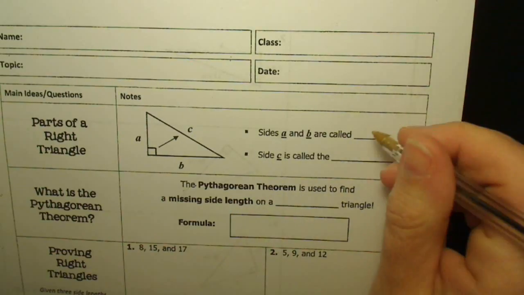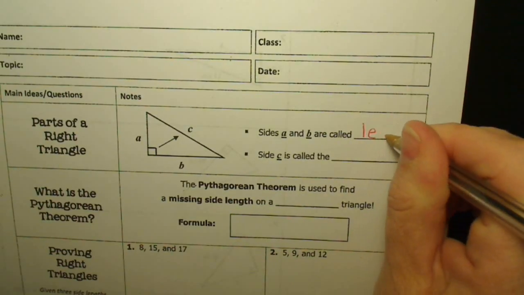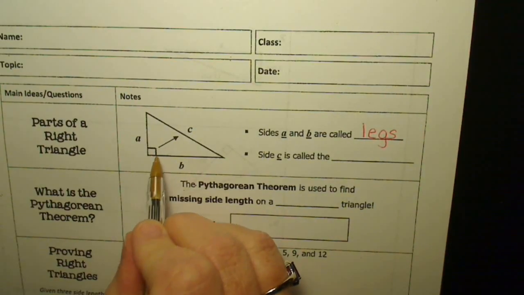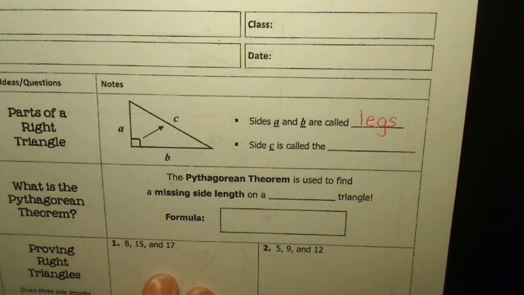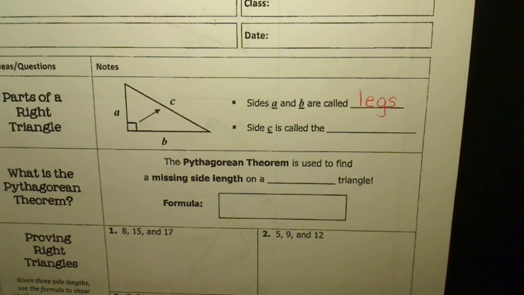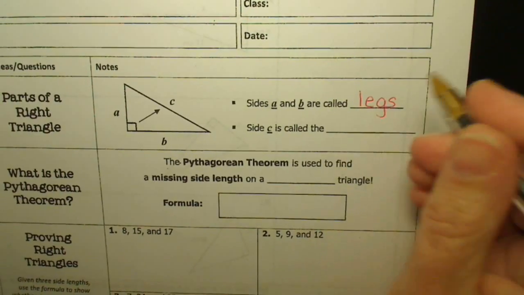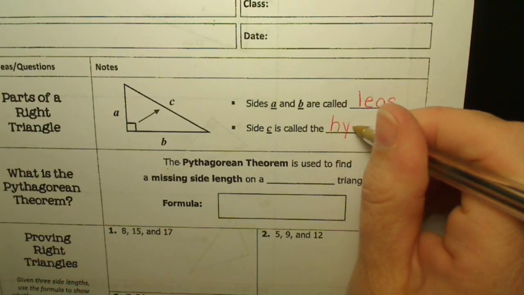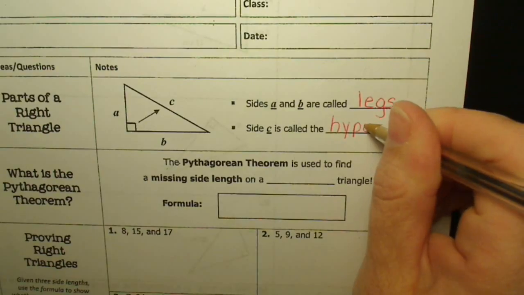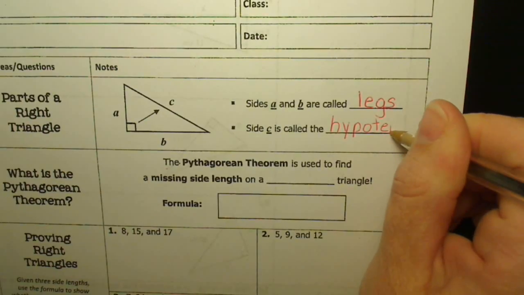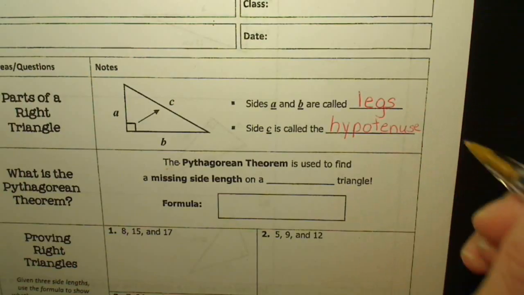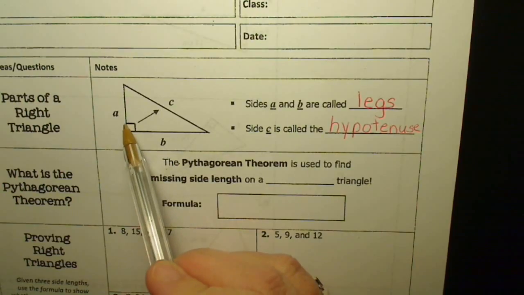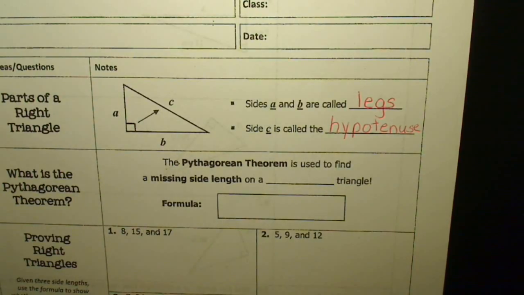Your A and B sides are called the legs. And the legs are the two sides that form the right angle, A and B. Side C is called the hypotenuse. Will everyone please say hypotenuse? And the hypotenuse is spelled... Hypotenuse. The hypotenuse is always the side opposite the right angle.